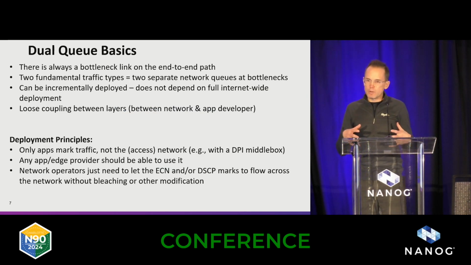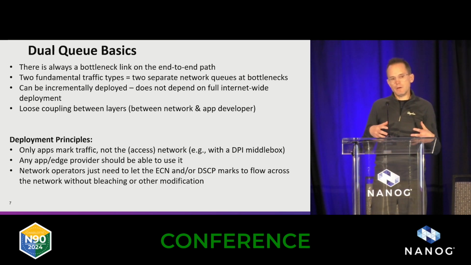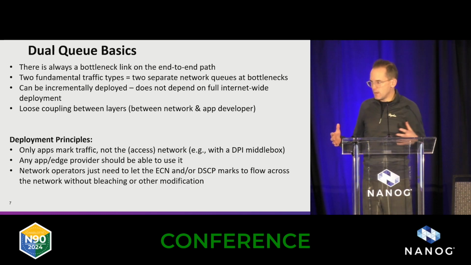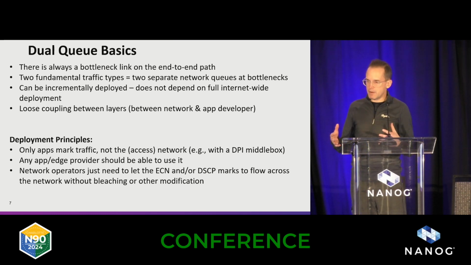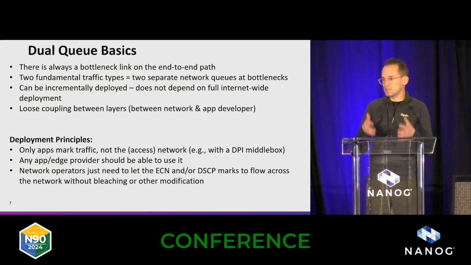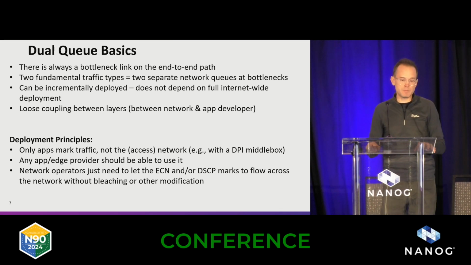So diving into dual queue basics, the first thing to understand is that there is always a bottleneck link on the end-to-end path. Even if you have fiber to the home, there's a bottleneck somewhere. It's probably in your home network. It's probably either in your Wi-Fi LAN, or it's in that CPE that's the demarc between you and your ISP.